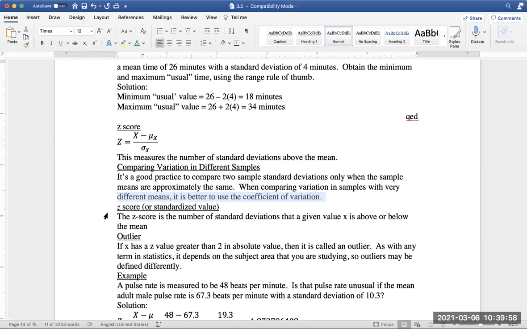z-score. So again, the z-score is the number of standard deviations that x is above or below the mean. Now we can define an outlier a little bit better. An outlier is a data value that has a z-score whose absolute value is greater than 2. If your z value in absolute value is greater than 2, then we call you an outlier.